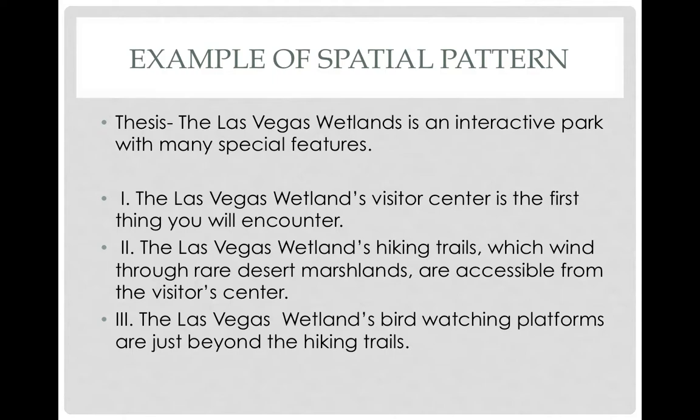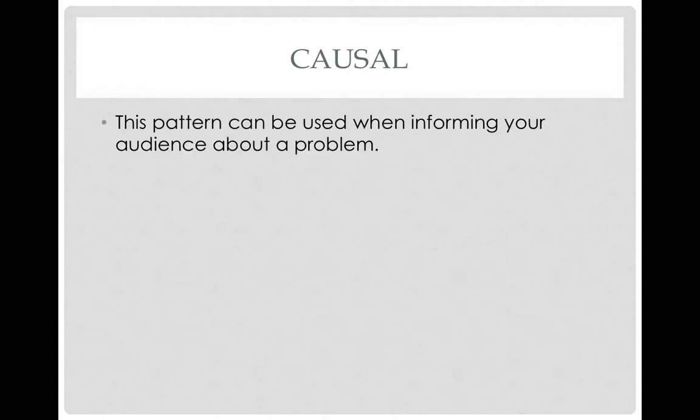So spatial patterning might be useful for you, especially if you're talking about an event, a festival, or something like that in Las Vegas. Causal, the textbook calls this cause and effect, just so you know, but it's also referred to as causal. A causally ordered speech is going to have 2 main points, and it's going to probably be best for talking about the existence of a problem.